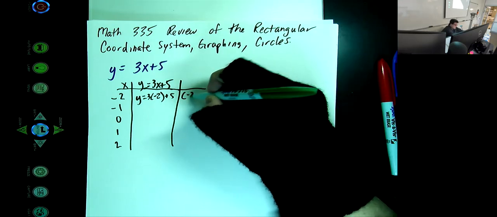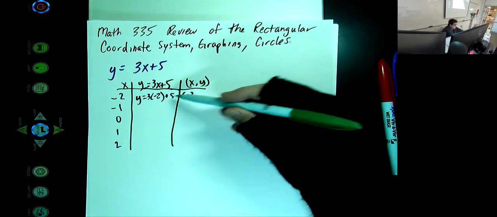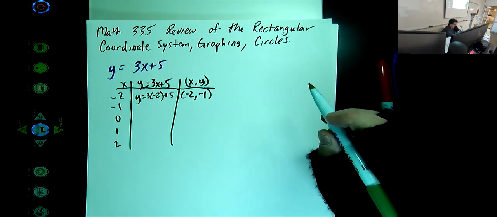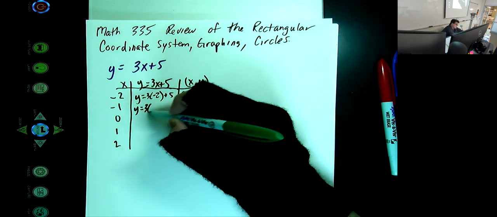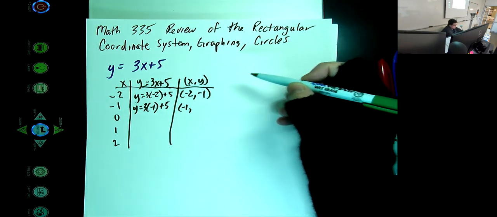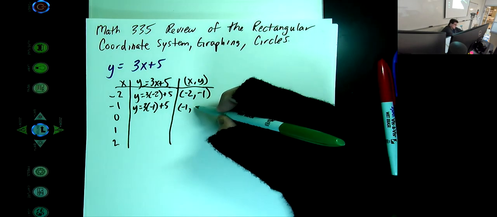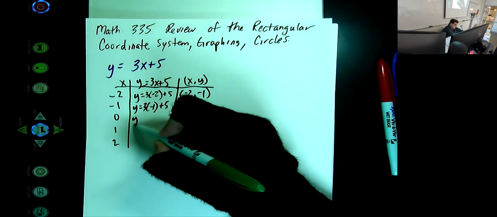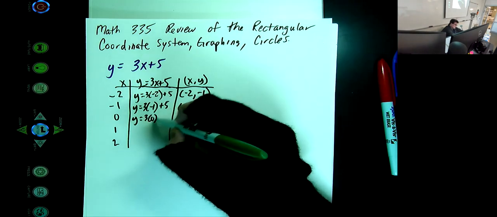So my ordered pair will be -2. And 3 times -2 is -6, plus 5 is -1. If I stick in -1, I got -1. It's my x component. 3 times -1 is -3, plus 5 is +2. If I stick in 0, this gets easy. It's just that last number, 5.